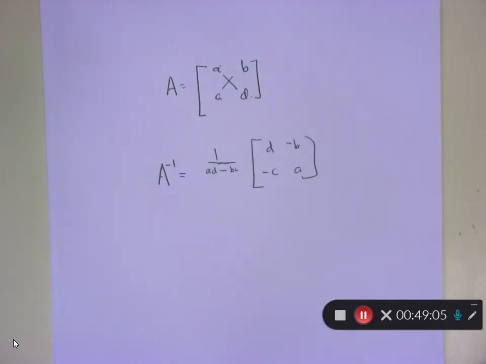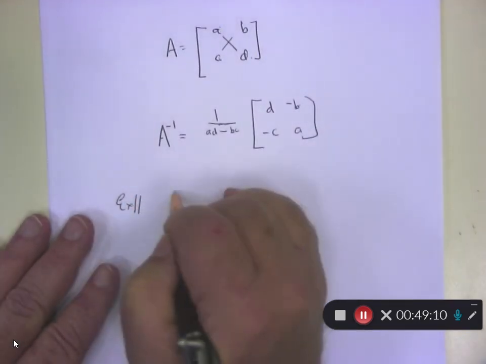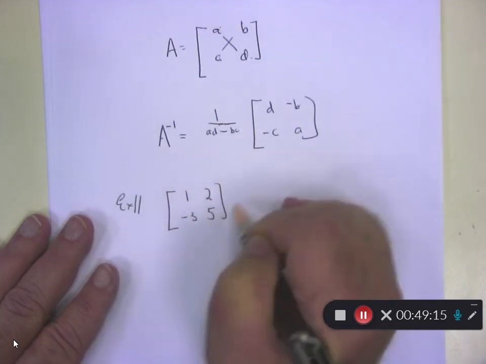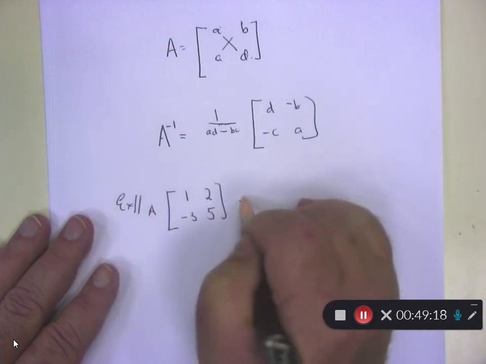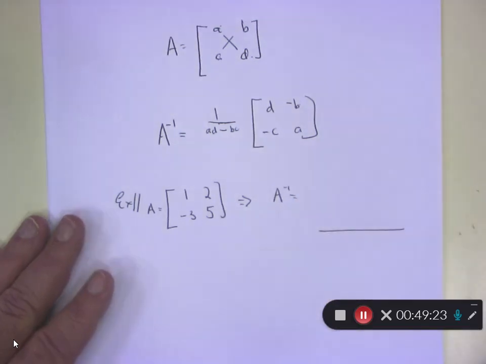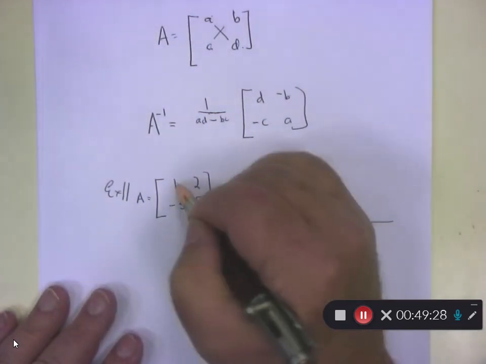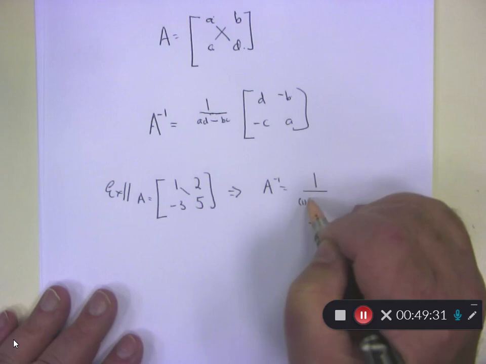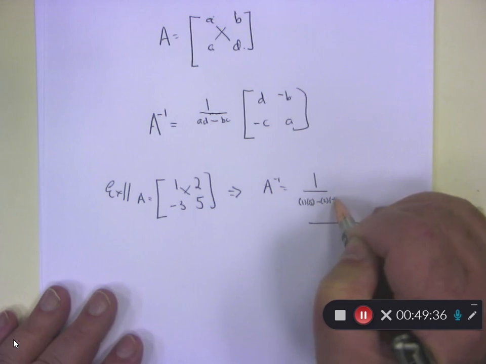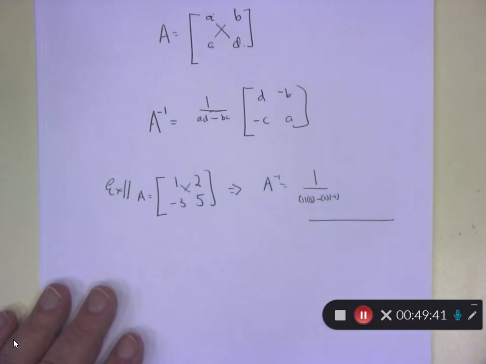Does that make sense? So, here's my example down here, just want to show you. I got 1, 2, negative 3, 5. This is A. What would A inverse be equal to? Okay? So the first thing I'm going to do is 1 over main diagonal, 1 times 5, minus off diagonal, 2 times negative 3. Does that make sense? Main diagonal minus off diagonal, and it's 1 over that.